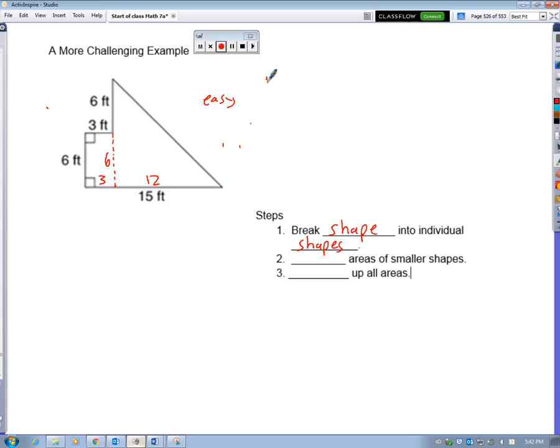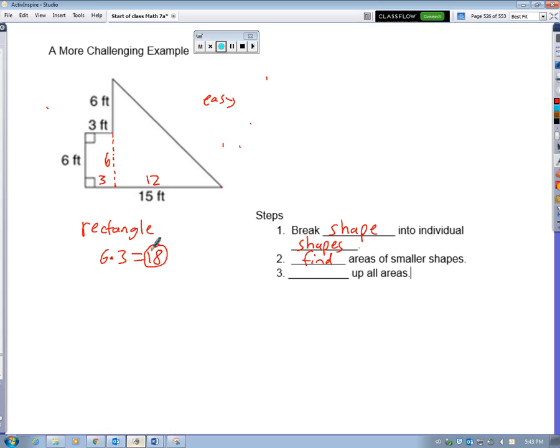Now let's move on to step number 2. Let's find the areas of the smaller shapes. We have 2 shapes. We have our rectangle, we have our triangle. This time we can go from small to big. The rectangle is a lot smaller than the triangle, so I'm going to start with the rectangle. My rectangle is a length of 6, a width of 3, so I'm going to have 6 times 3. It's going to give me 18 for the area of the rectangle.